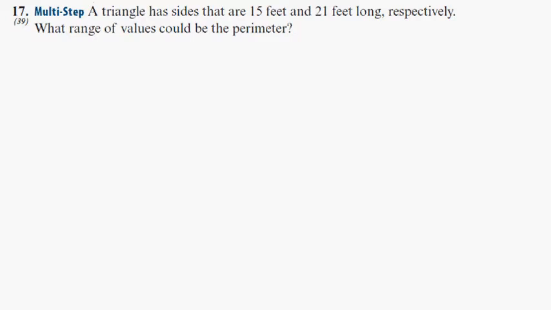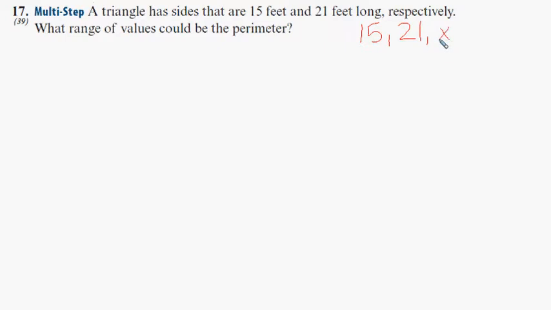For a triangle to be a triangle, the two shortest sides added together have to be longer than the third side. That's something that we learned a long time ago. So we've been given the dimensions of two of the sides, but not the third side. I'm going to represent that with an x. So we know it's 15, 21, and x.